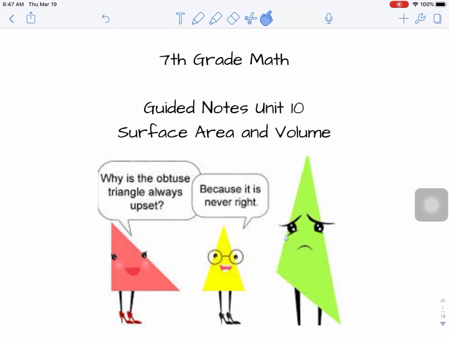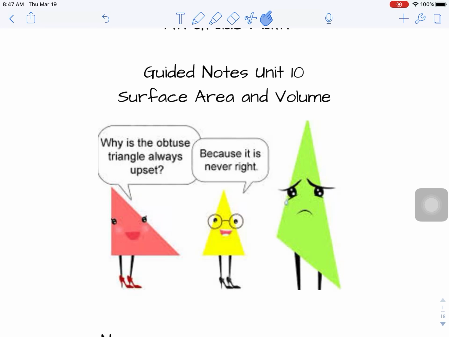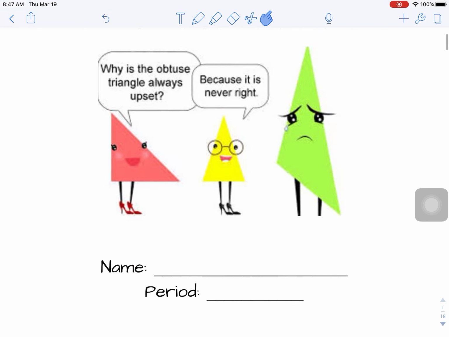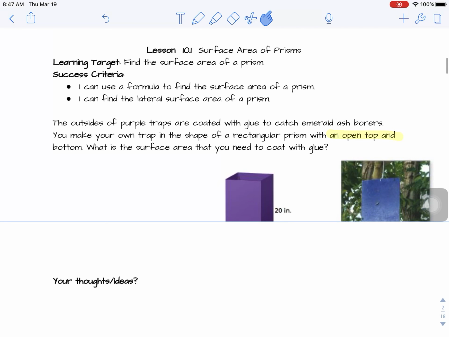So go ahead and find that guided notes for Unit 10, surface area and volume. Okay, the cover page looked like this. Again, we got it before we left. Hopefully you brought it home with you. All right, jumping right in here then, guys.